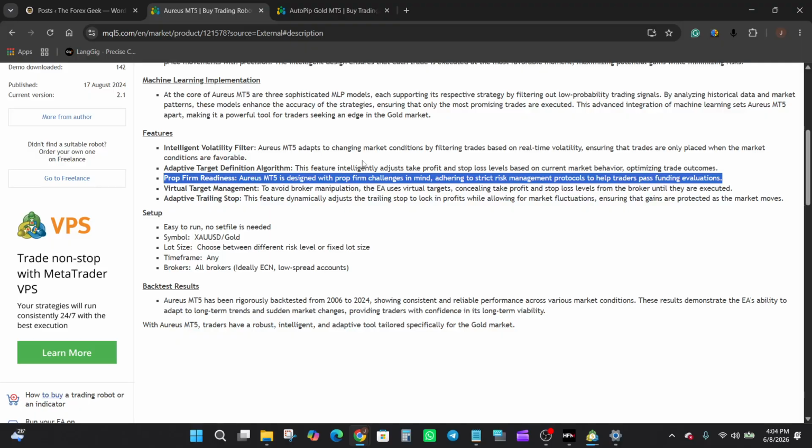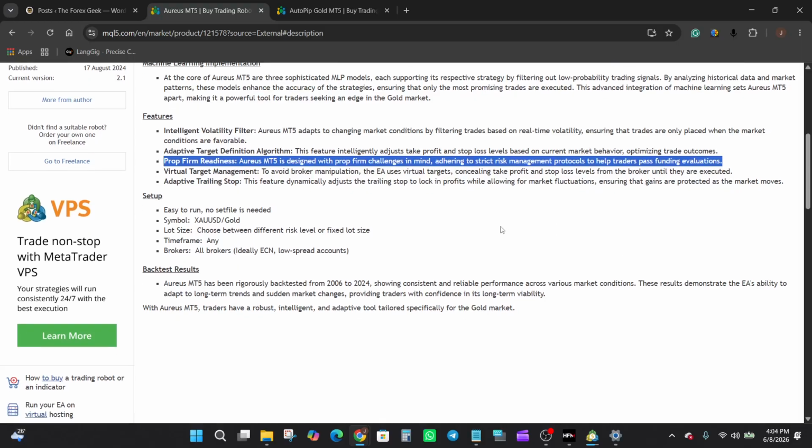But before moving into backtesting, it's worth noting that the EA is designed for XAUUSD, works on any time frame, and is intended to run on ECN or low spread brokers for best performance conditions. Now let's shift into the historical backtesting and review how this system performed over a long-term data set.